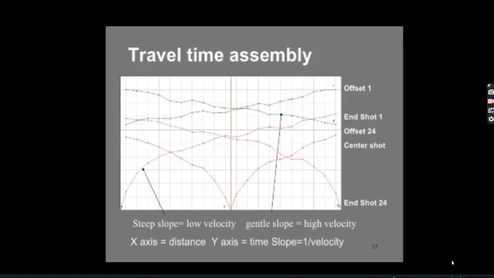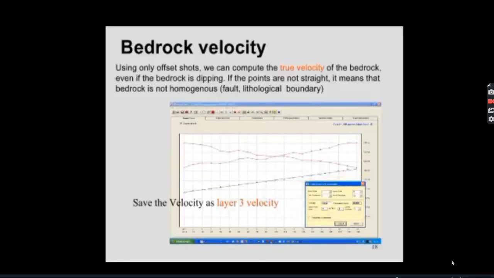Travel time: steep slope equals low velocity. Gentle slope equals high velocity. The x-axis equals distance and the y-axis equals time; slope equals 1 over velocity. Bedrock velocity: using only offset shots, we can compute the true velocity of the bedrock even if the bedrock is dipping. If the points are not straight, it means that the bedrock is not homogeneous.